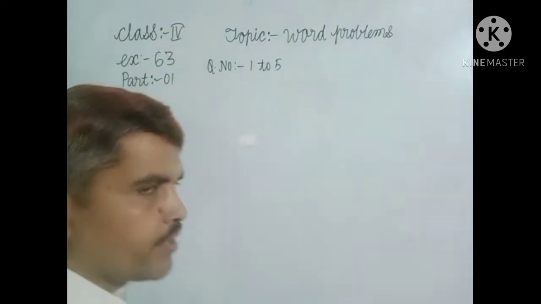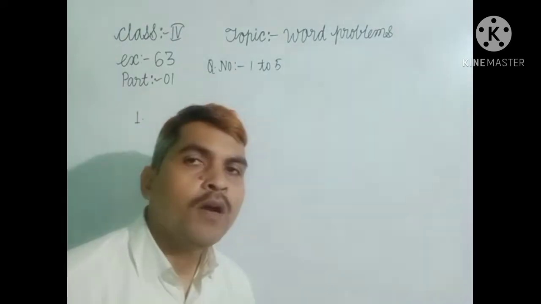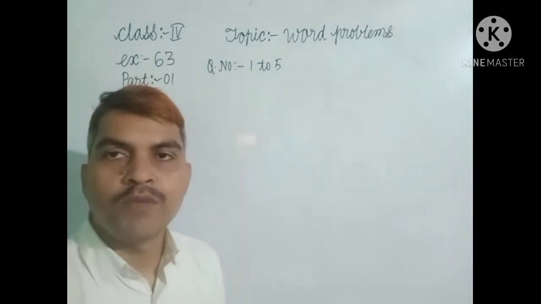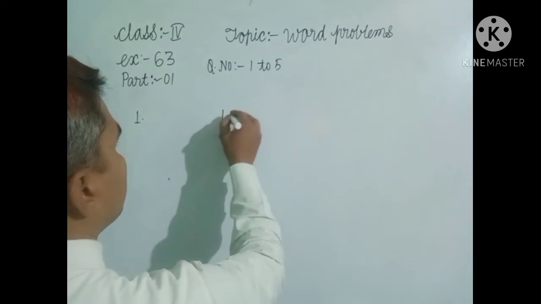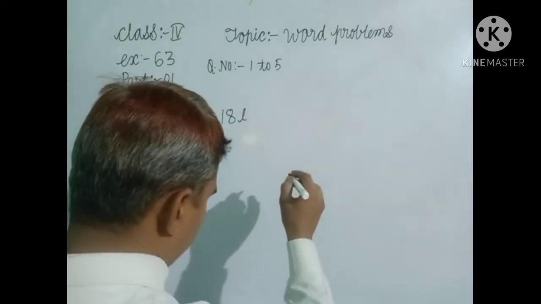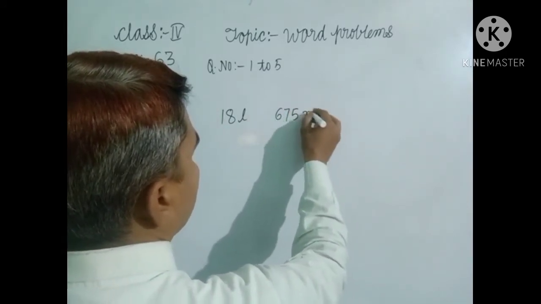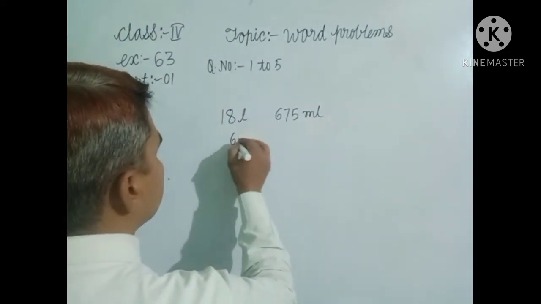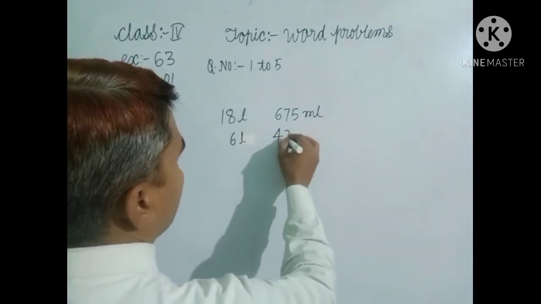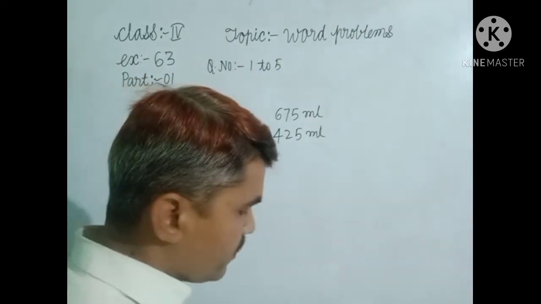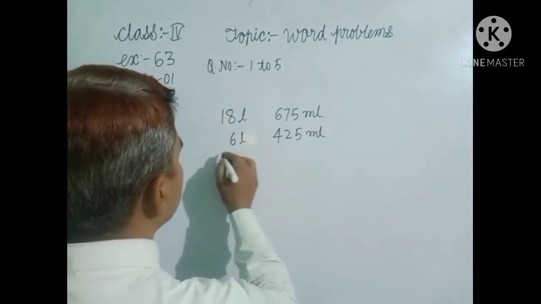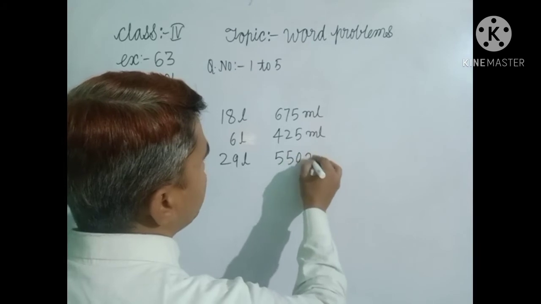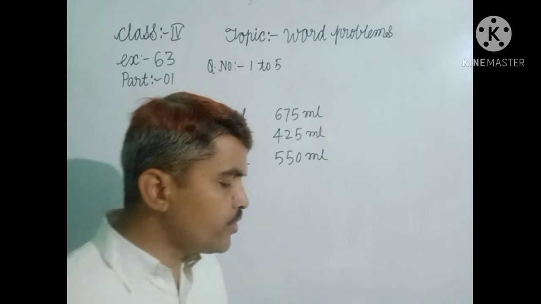In the first question, dear students, Ramu sells 18 liters 675 milliliters of milk in one building, and 6 liters 425 milliliters in another building, and 29 liters 550 milliliters in a hotel. Find the total quantity of milk sold by him.